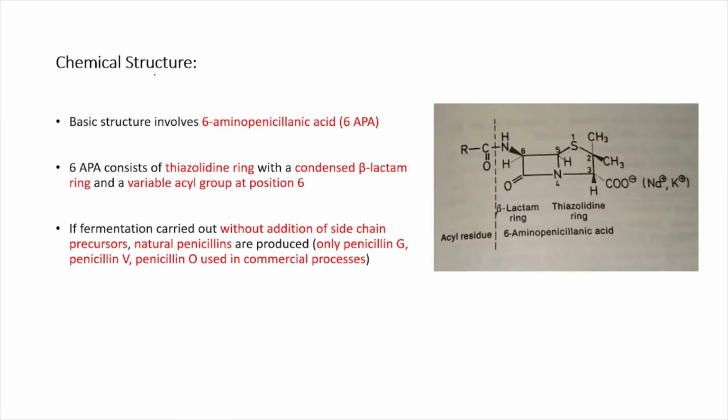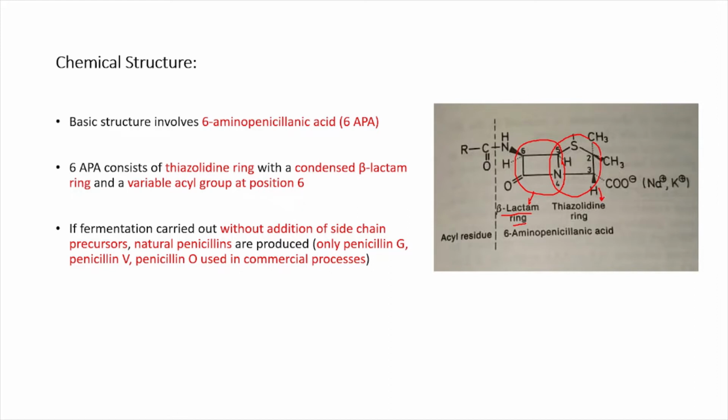Now let us see the chemical structure, how the penicillins look. As I have already said, they are members of beta-lactam antibiotics, so they must contain a beta-lactam ring in their structure. On the right-hand side you can see the beta-lactam ring that they contain, from here to here. This is the beta-lactam ring that we have in the structure, and we have another ring on the right-hand side. This ring is called the thiazolidine ring.